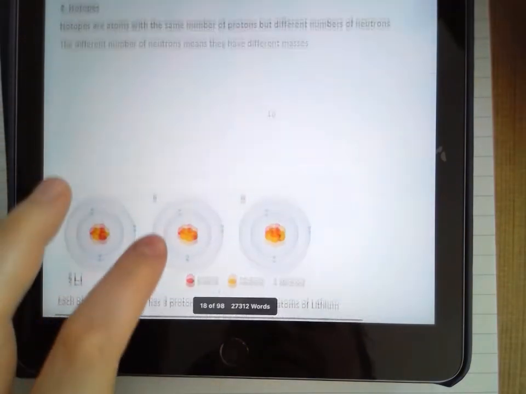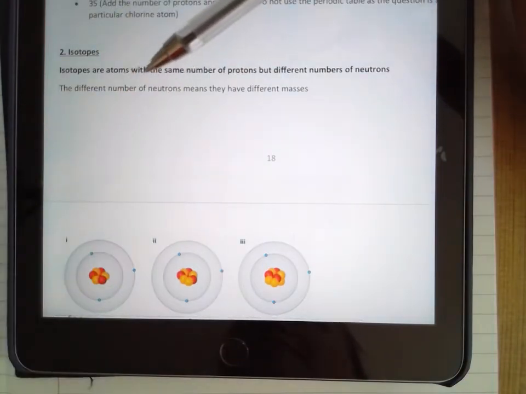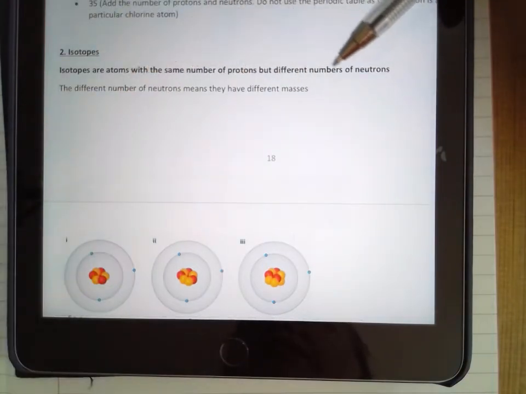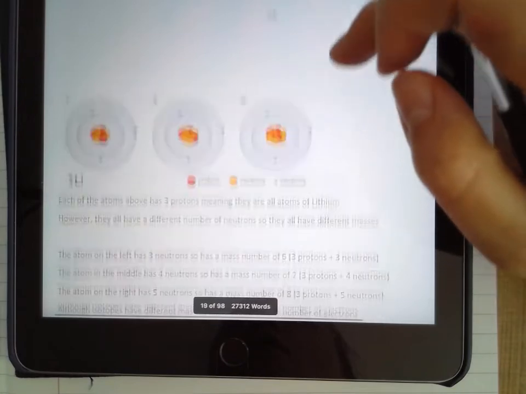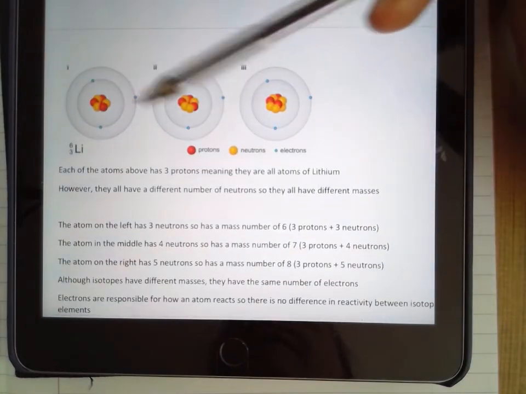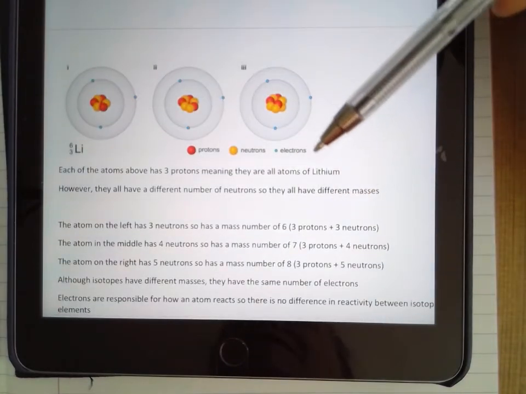You need to know what an isotope is. You need to know that definition. Isotopes are atoms with the same number of protons, but a different number of neutrons. And what this will mean, because they've got a different number of neutrons, is they will have different mass.